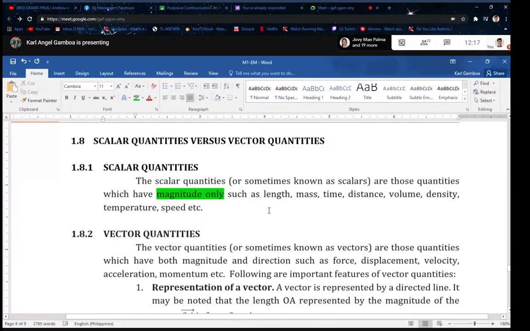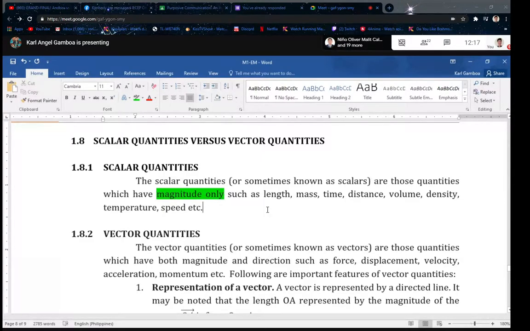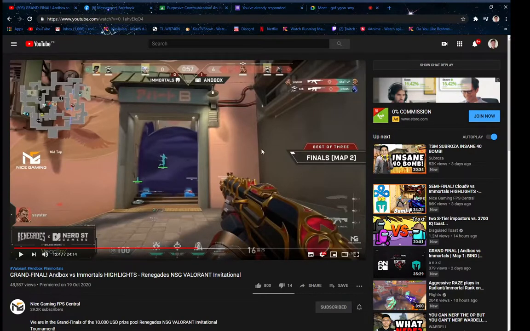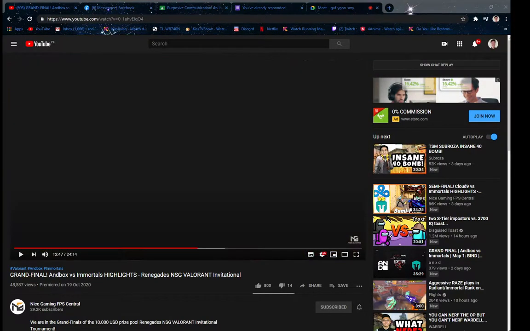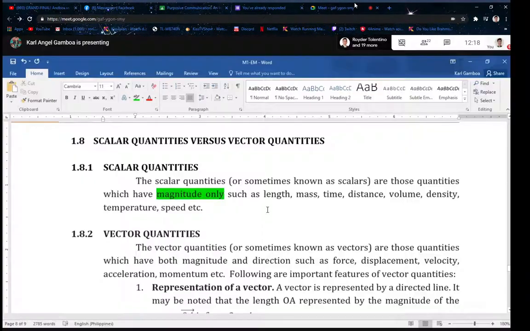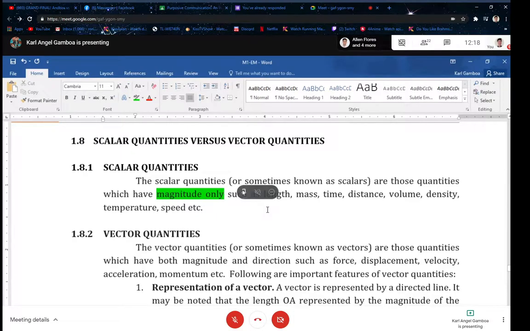For example, sa length natin guys, 5 meters, okay? Pag sinabi natin magnitude, gaano kalaki or ano yung certain value na yon. So the magnitude there is 5 and the unit for length is meter. So 5 meter lang siya ngayon. Meanwhile in mass, kilogram, so let's say 5 kilogram, and then time. Yun yung mga properties of scalar.